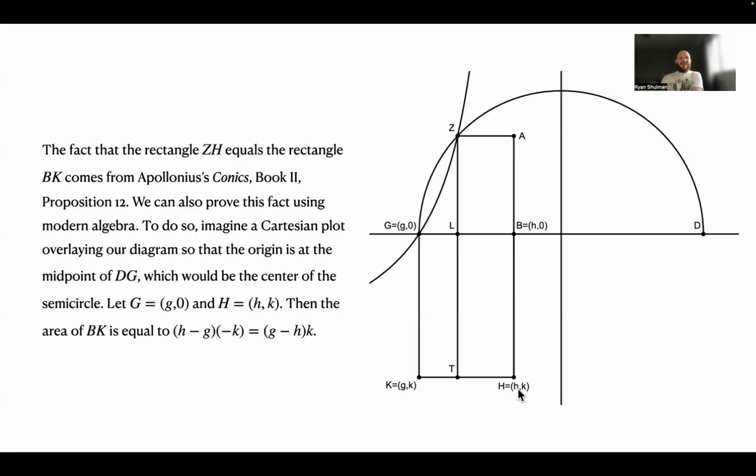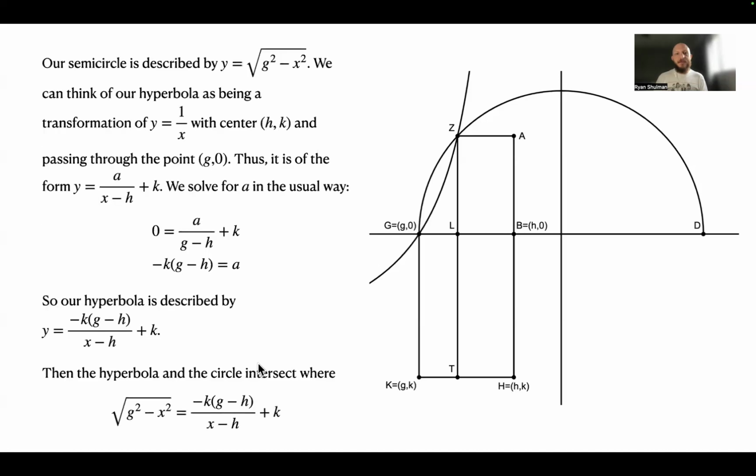Then just from that, we can calculate the area of BK. So the area of BK is this length, which is h minus g, times this height, which is 0 minus k, so negative k times h minus g. And if we pass this negative into the h minus g, we get that this area is g minus h times k. So now we just need to prove the same thing for ZH, which takes a couple of steps, but it's not terrible.